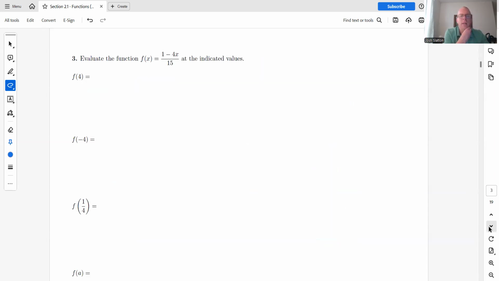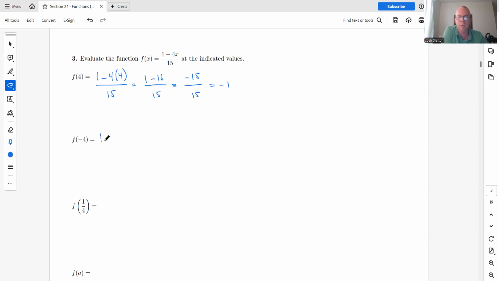All right, evaluate the function at the indicated values, so more of the same. So we're going to plug in 4 for the x, so 1 minus 4 times 4 over 15. We get 1 minus 16 over 15. 1 minus 16 is negative 15 over 15, and that gives us negative 1. So f of 4 equals negative 1.